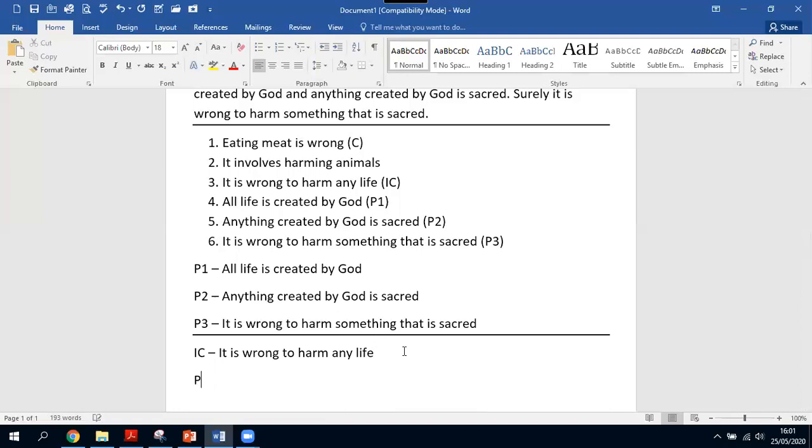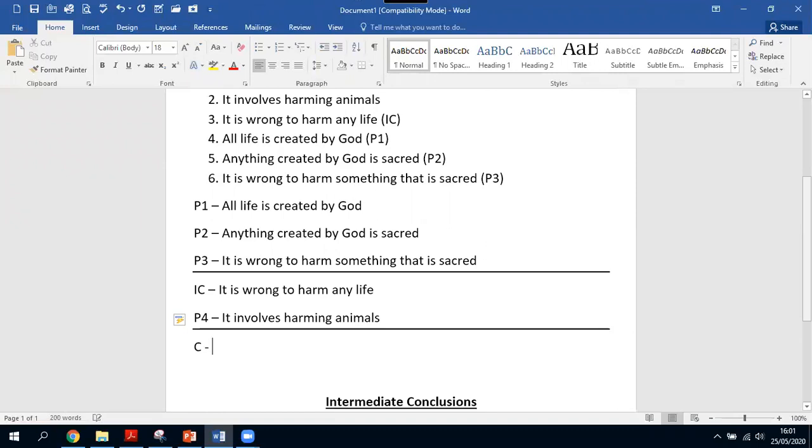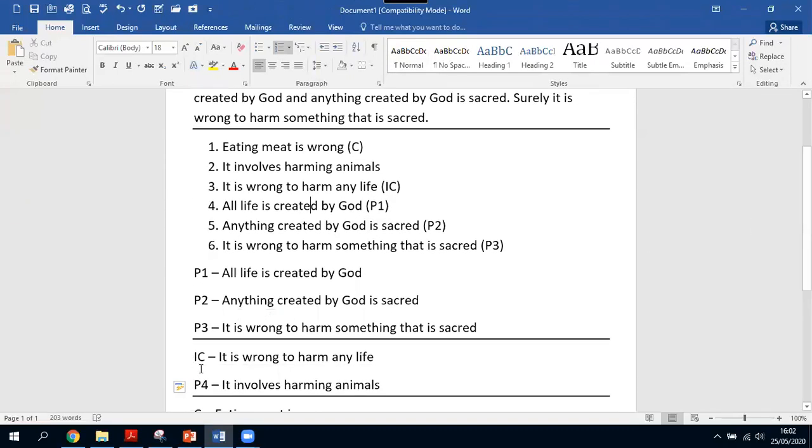So we put premise 4, it involves harming animals. Again, we put our inference bar here. Conclusion, eating meat is wrong. Now, how have I got from this to this, to this? Well, let's have a think about that.